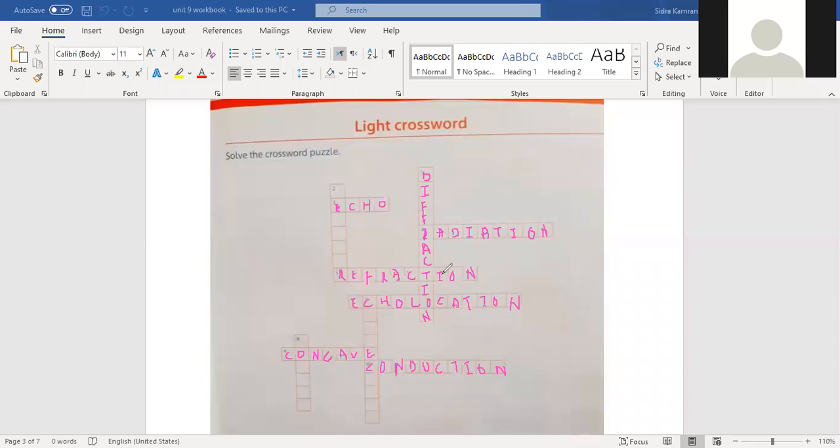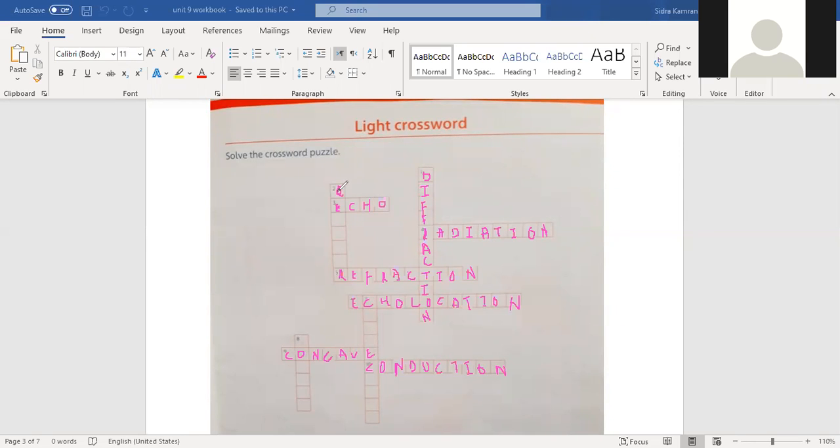There are two types of reflection, regular and diffuse. If the light bounces off a smooth surface, then the type of reflection is regular. Smooth surface is written in the question, that light is reflected on a smooth surface. So the type is regular. You have to write regular, not smooth.